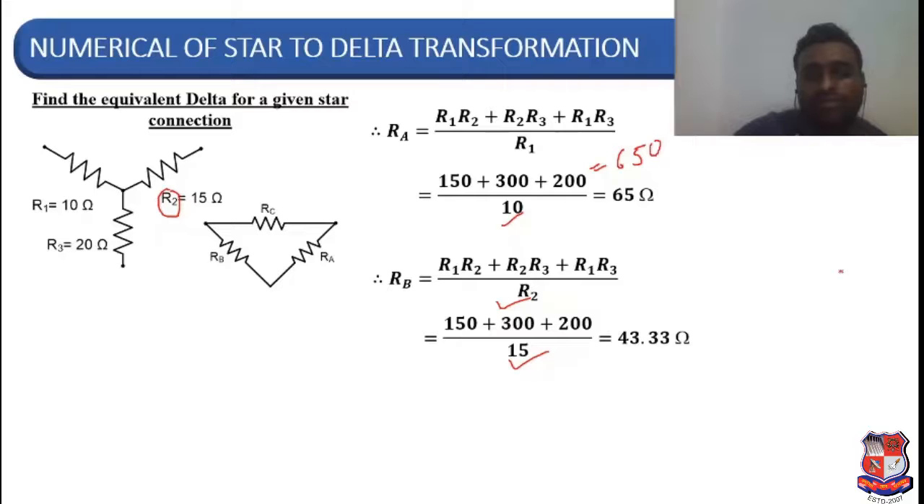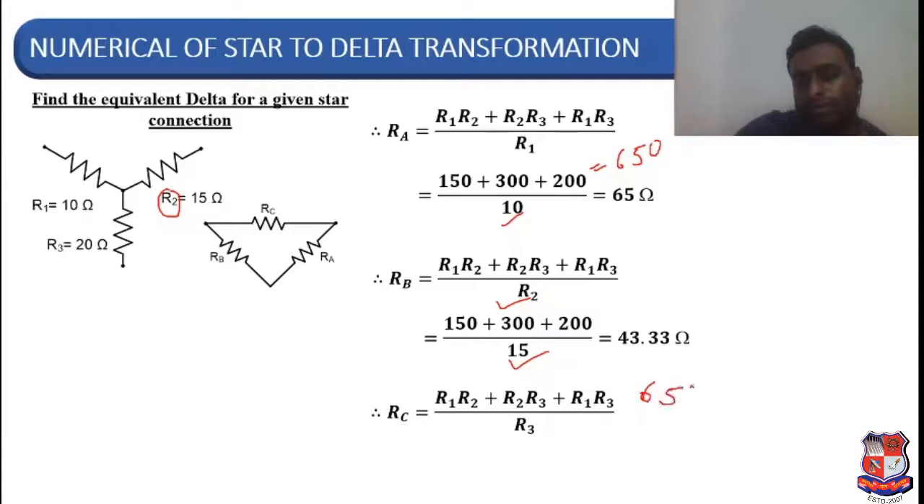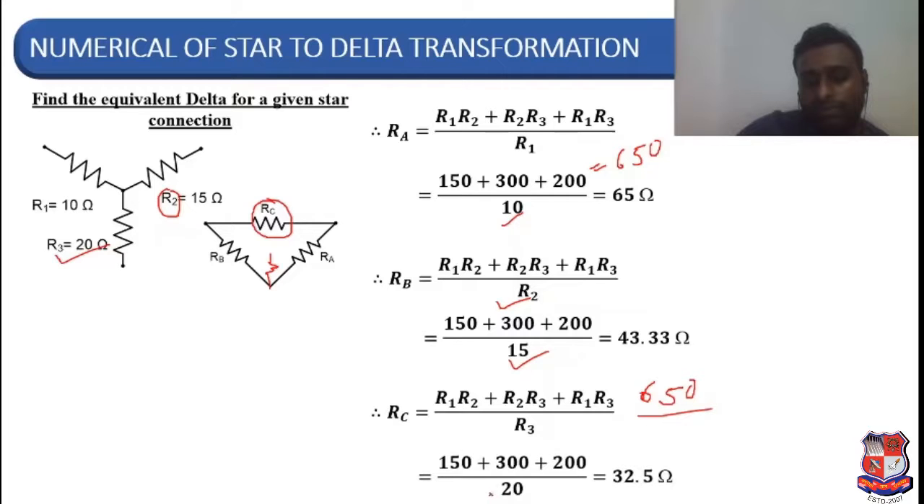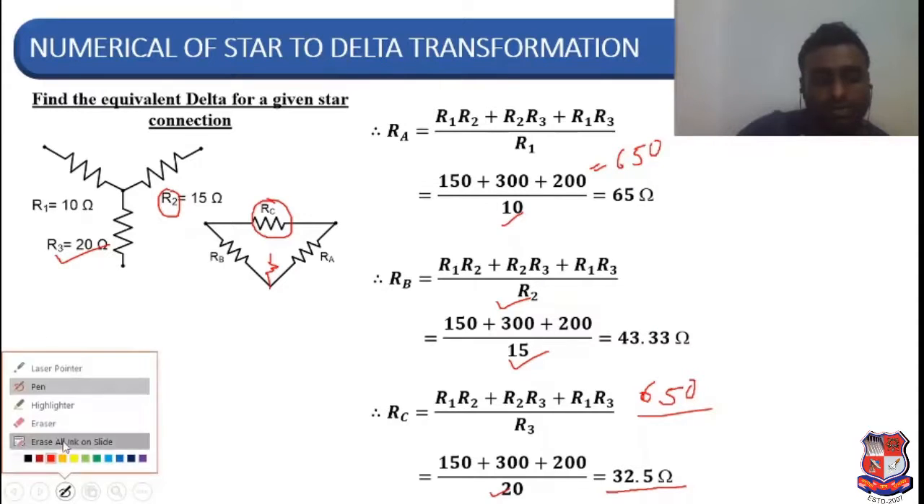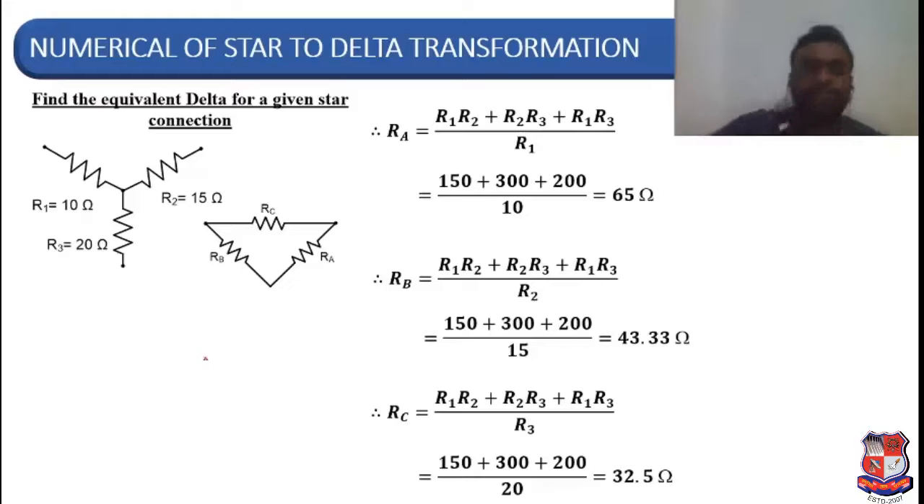Similarly, what will be the equivalent RC resistance? Again the numerator will be 650, and what will be the denominator? RC is over here, so the opposite branch resistance of the star will be 20. So 650 is divided by 20 to get the answer 32.5 ohms. So this was very simple to solve. I think now your confusion about star to delta and delta to star transformation is clear.